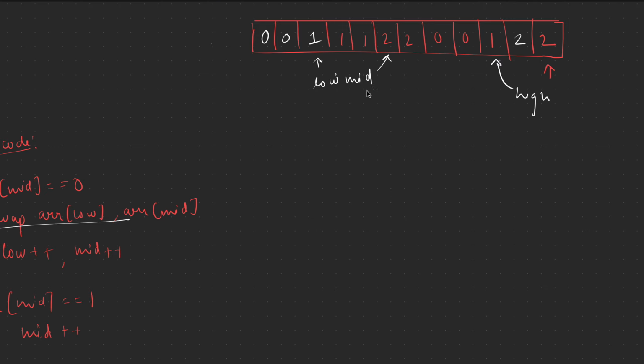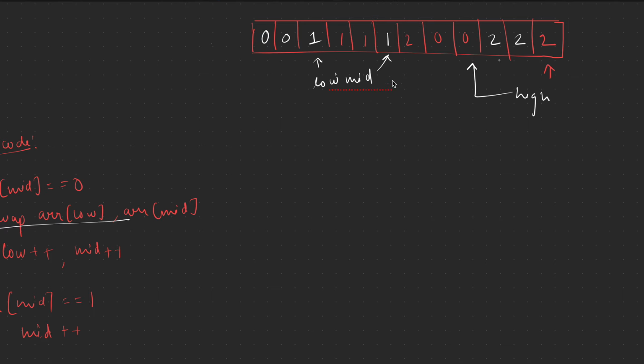Now array of mid is 2, we swap with high. Array of mid and array of high will get swapped. What will it look like? It will be 1, it will be 2, and the high pointer will decrease. Now what is our unsorted portion? This is our unsorted portion.